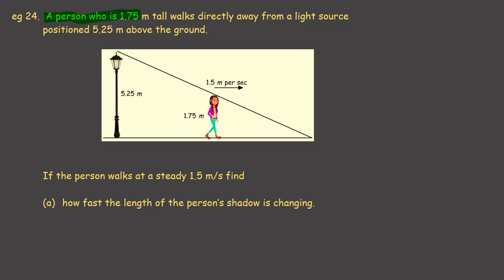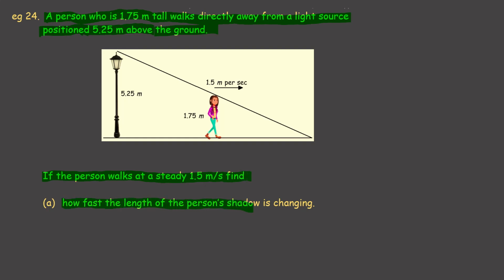A person who is 1.75 meters tall walks directly away from a light source positioned 5.25 meters above the ground, and we can see that in the diagram. If the person walks at a steady 1.5 meters per second, find how fast the length of the person's shadow is changing. So the shadow would be along here.